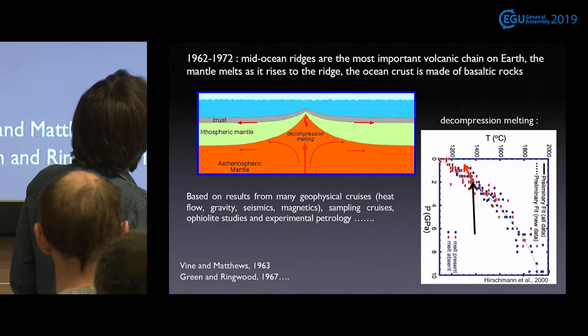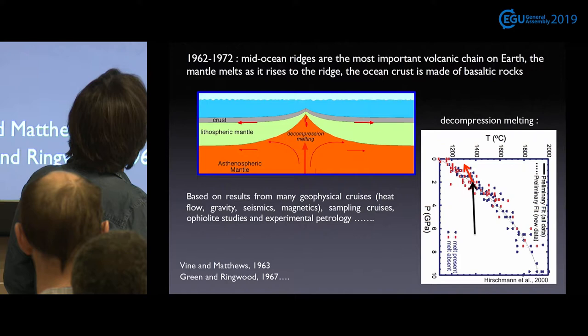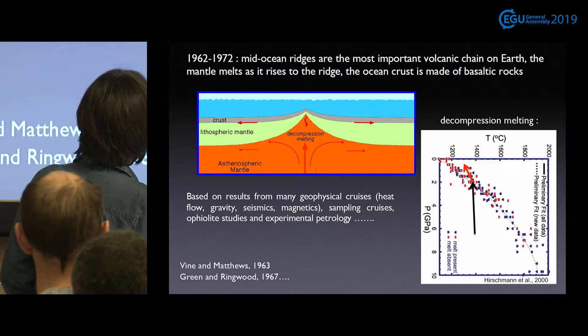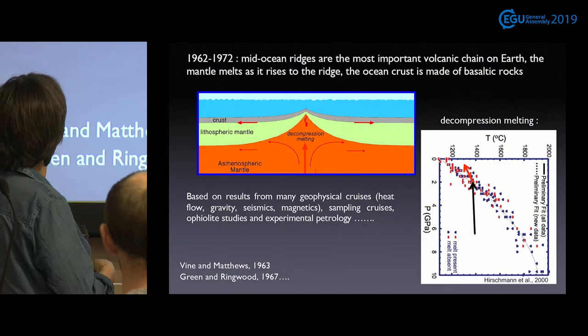And the reason why there are volcanic chains is because the mantle, as it rises beneath the ridge, as was correctly predicted by the early plate tectonic models, also decompresses, and there is this thing called decompression melting, and as it melts, it produces the basalts that will create the crust. And this is based on results from, at that time, lots of cruises, but not just cruises at sea, of all sorts of techniques, sampling, etc.